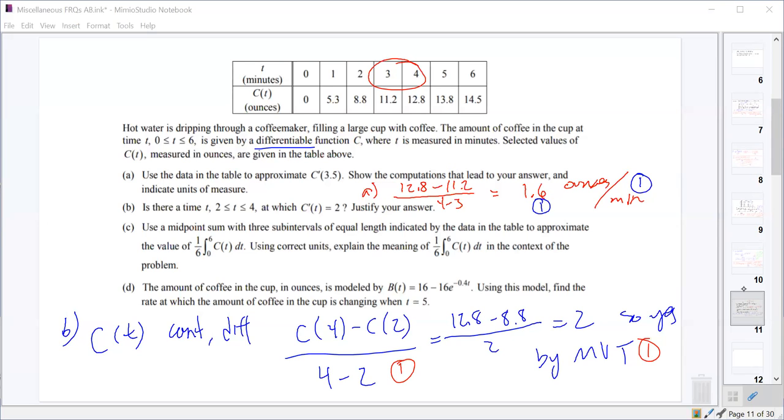Somebody had a question about the mean value theorem. When writing out the mean value theorem, it's always going to be that the original function is continuous and differentiable. For this particular problem, because we're talking about why C prime might equal 2, the antiderivative of C prime, the function that gives us this as its derivative, C, is the one that needs to be continuous and differentiable.